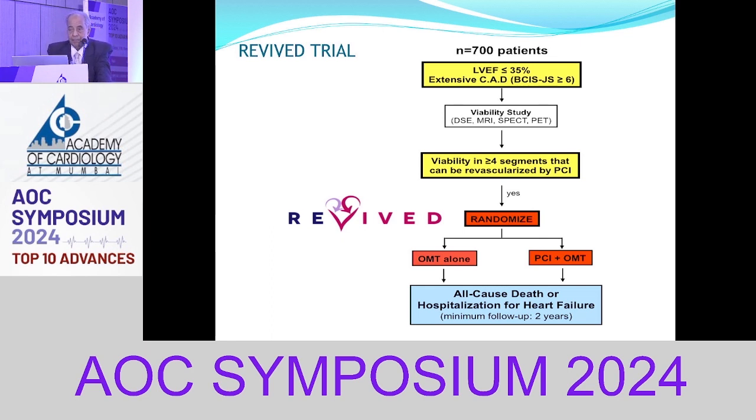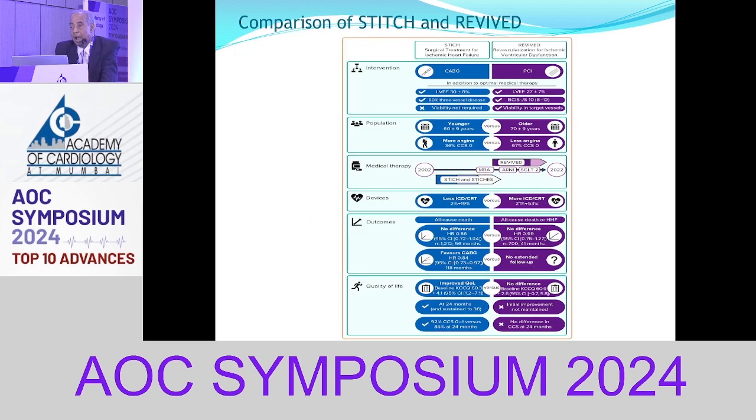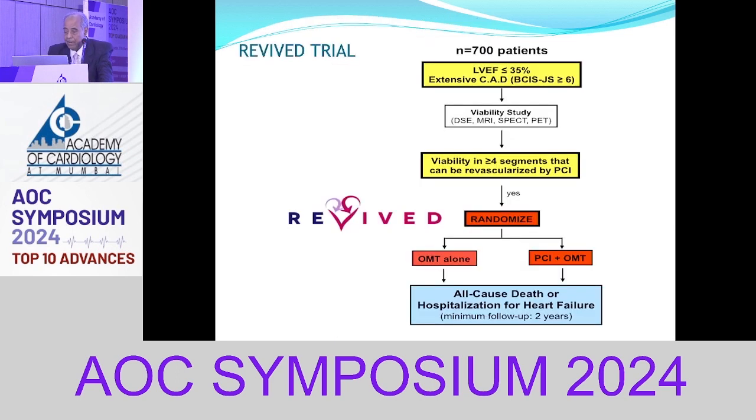And this was another trial, the REVIVE trial, which came 2 years back. In this trial, patients with reduced ejection fraction below 35%, viability being assessed by dobutamine stress, MRI, SPECT, PET, were randomized to 2 groups, coronary intervention and the medical treatment. And this trial also showed that there is no benefit of PCI in those patients where there is viability.